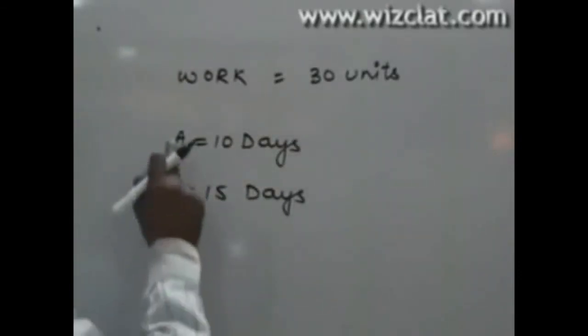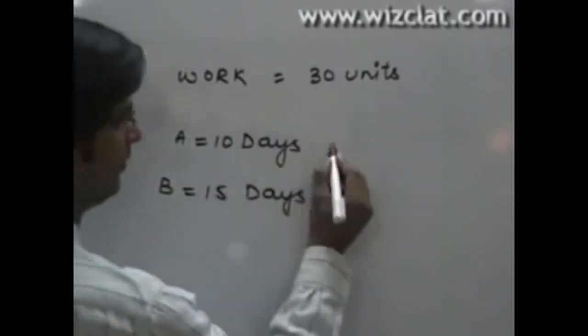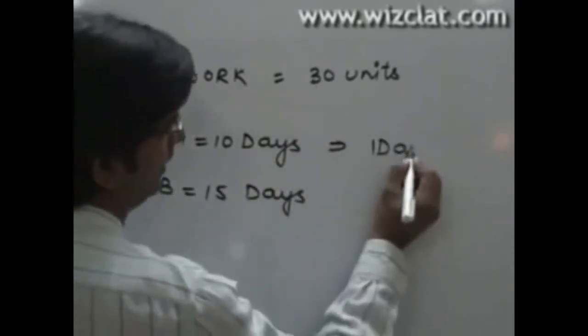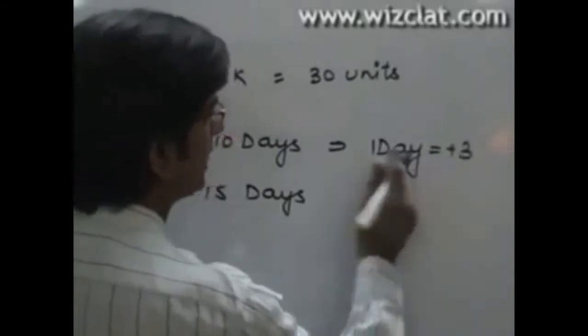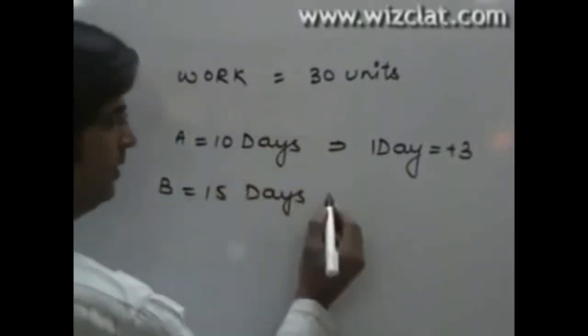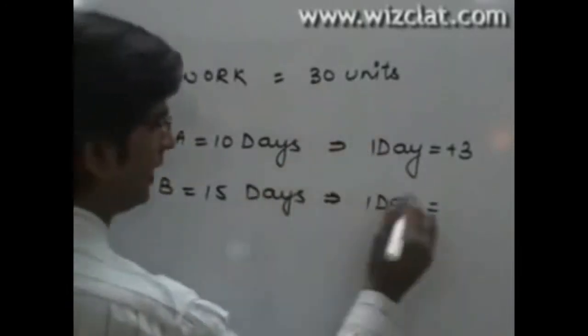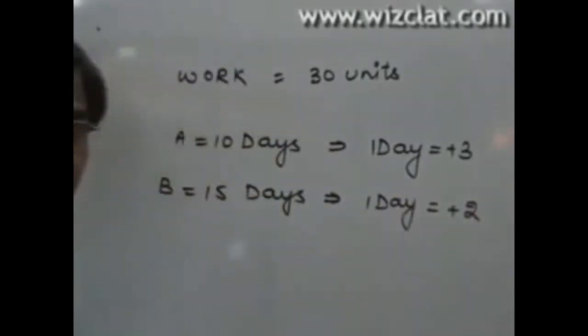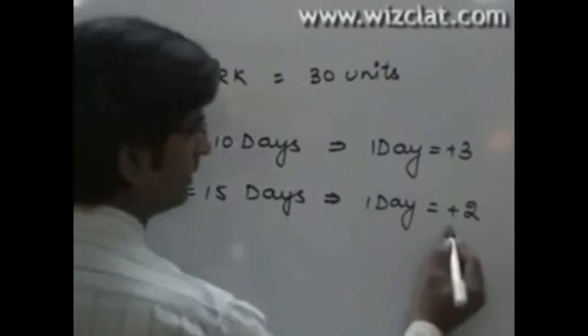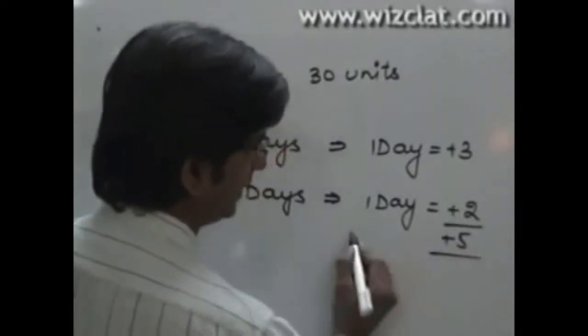So when I say A can do 30 units in 10 days, in one day A will do 3 units, that is 30 upon 10. B will do 30 upon 15, that is 2 units. So together they complete 5 units in one day.